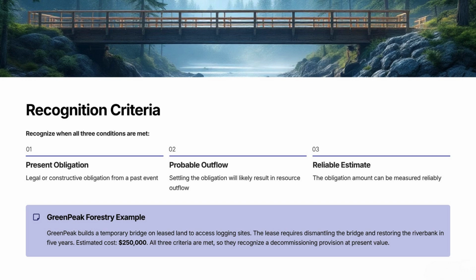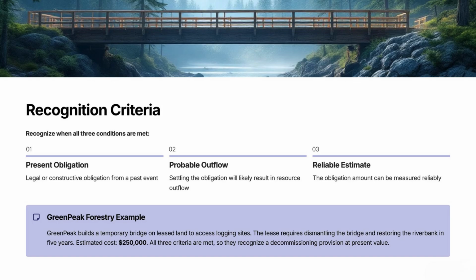Let's make this more concrete with an example. Imagine Green Peak Forestry Limited builds a temporary bridge on leased land to access logging sites. The lease agreement requires them to dismantle the bridge and restore the riverbank once operations end in 5 years. When the lease begins and the bridge is built, the obligation becomes present. It's probable the company will need to spend money to remove the bridge, and management can reliably estimate the cost, say $250,000 for dismantling and restoration.